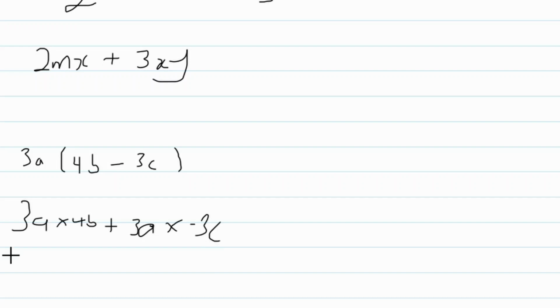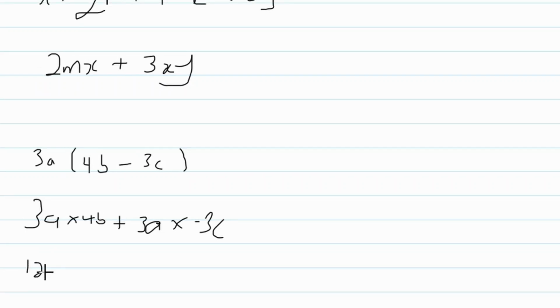Alright, so now we continue with our process. So 3 multiplying 4 is going to give me 12. Then a multiplying b will give me ab. Alright. Then here, 3 times minus 3 is going to give me minus 9. So I'm going to have minus 9. A multiplying c will give me what?